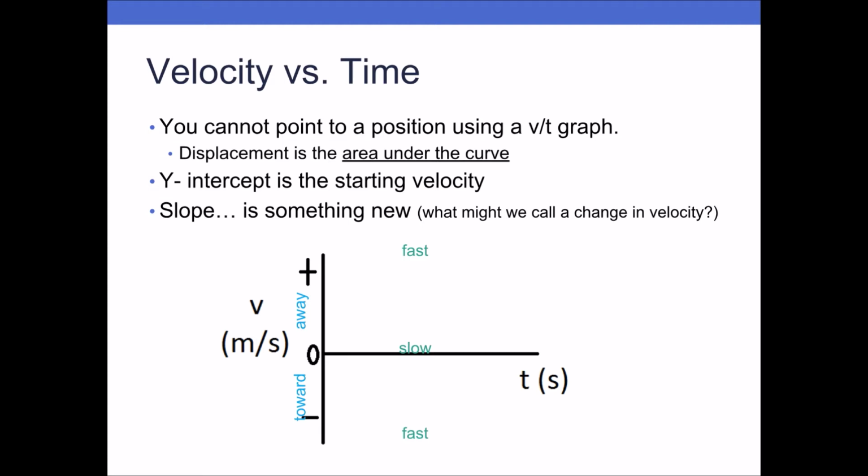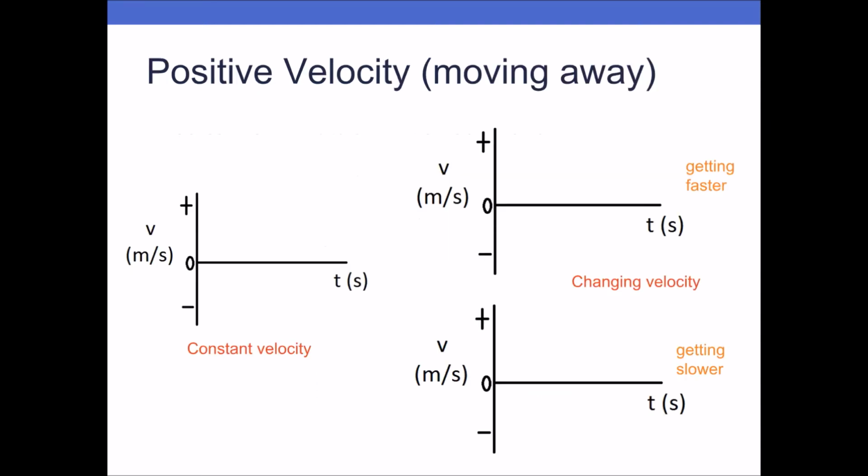Velocity versus time: we cannot point to a position on a velocity versus time graph. That means we can't actually know how far we are from the origin. We can only determine how far we have gone. That's our displacement, which is calculated by measuring the area under the curve. Our y-intercept is our starting velocity, and the slope is our acceleration, or change in velocity.